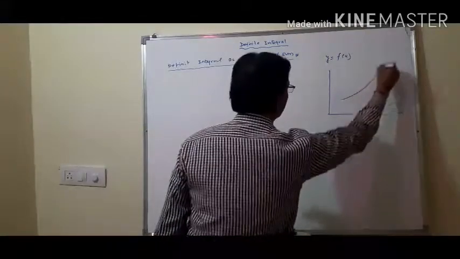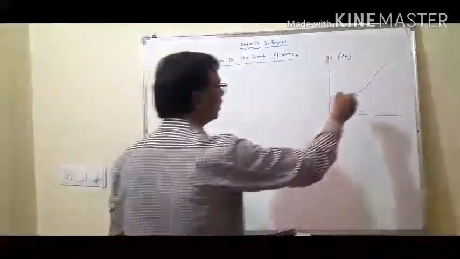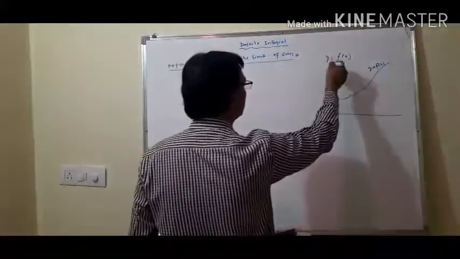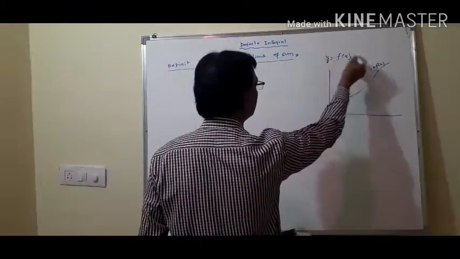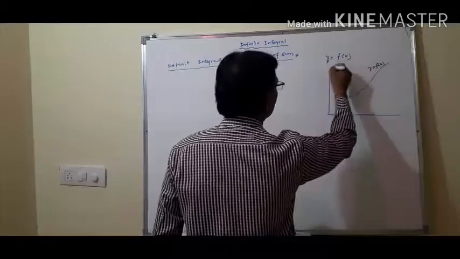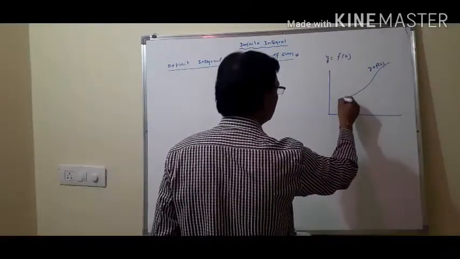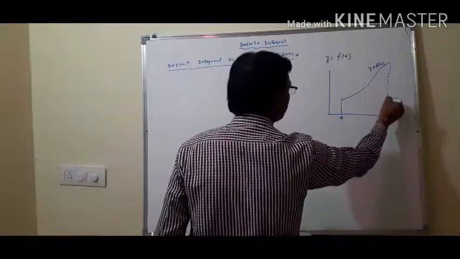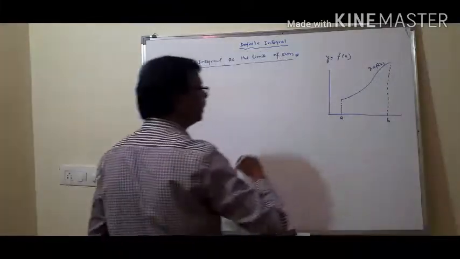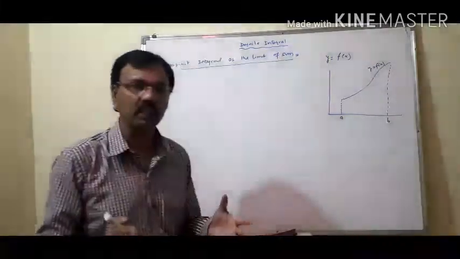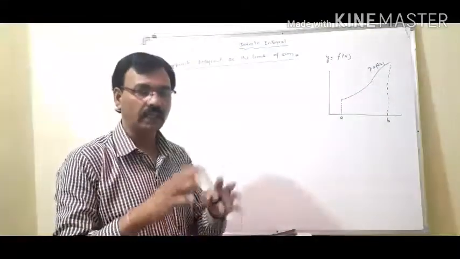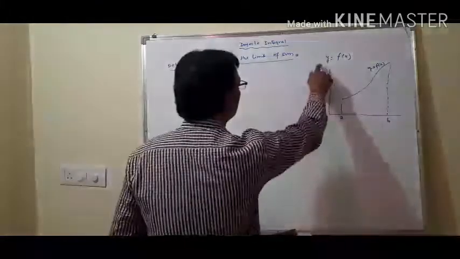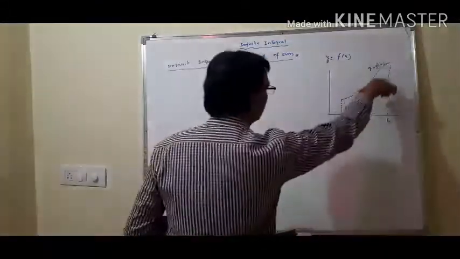Suppose this is the function y equal to f of x, and we find the integration of this function from a to b. Suppose this is a and this is b. As you know, what is the meaning of integration? Integration means finding the area under the curve. So the integration of y equal to f of x means the area under this function.